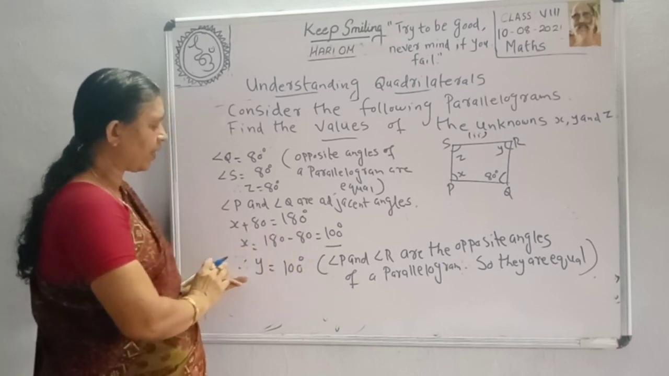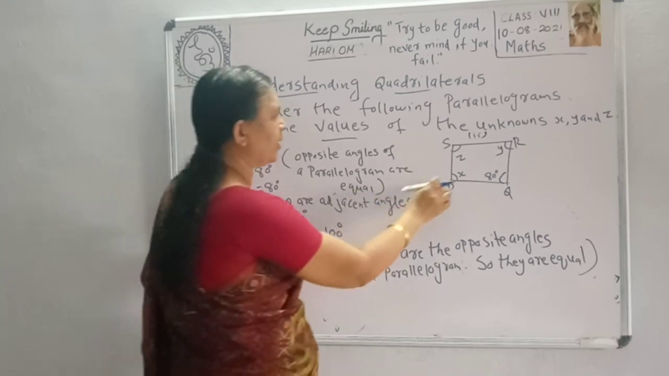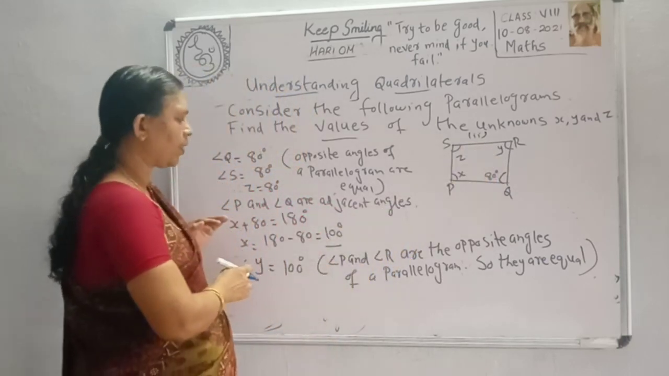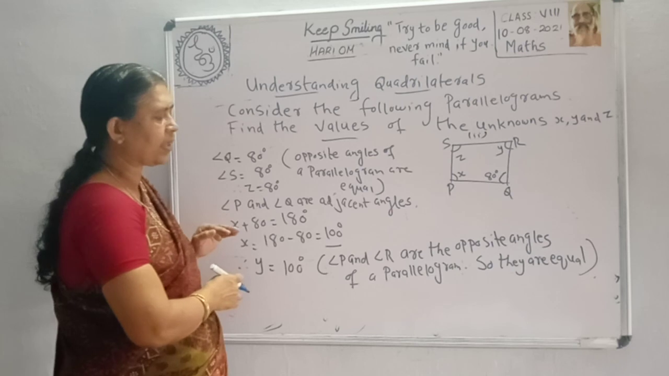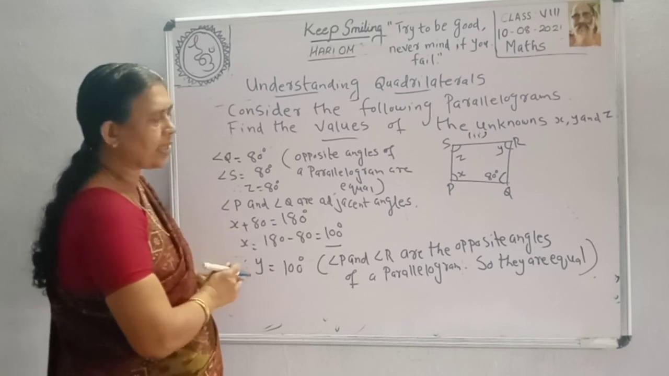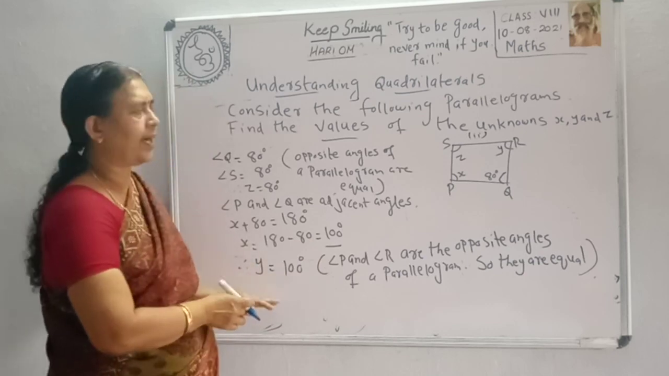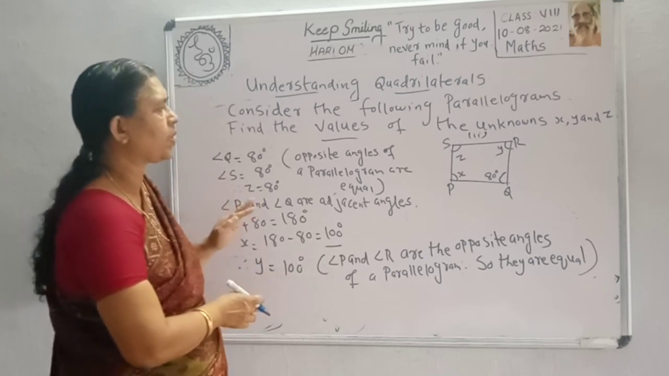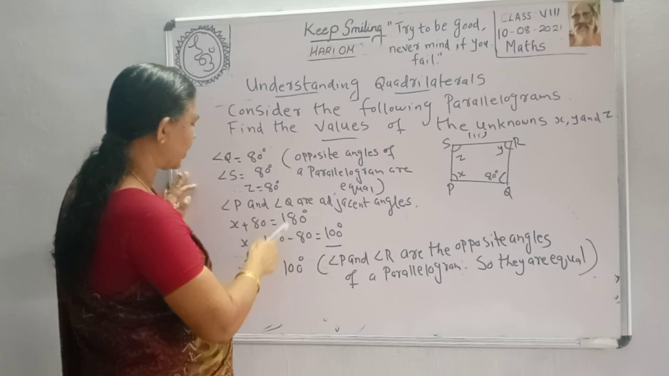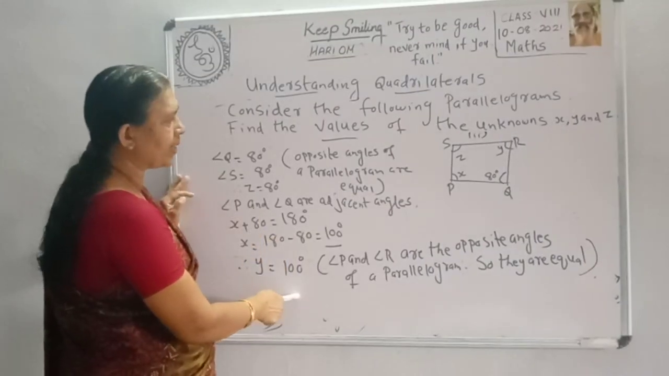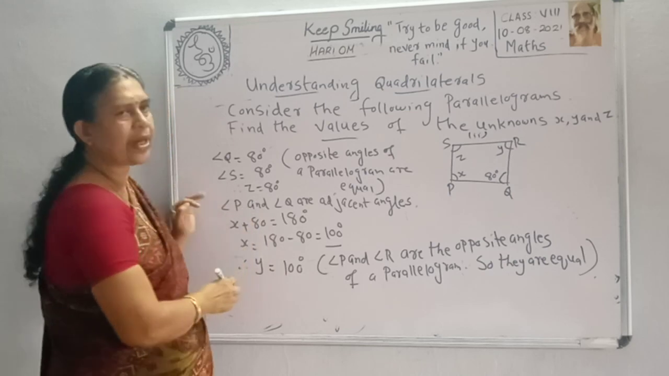Then if x is equal to 100 degrees, the opposite angle is y. So y is also 100 degrees, because we already studied that the opposite angles of a parallelogram are equal. Therefore, we find all the values of x, y and z. X is equal to 100 degrees, y is equal to 100 degrees, and z is equal to 80 degrees.